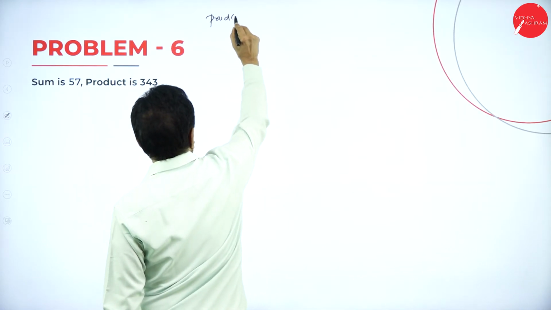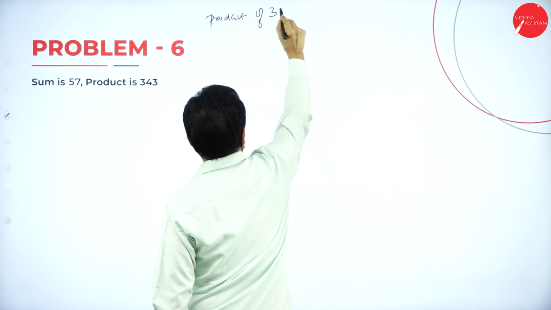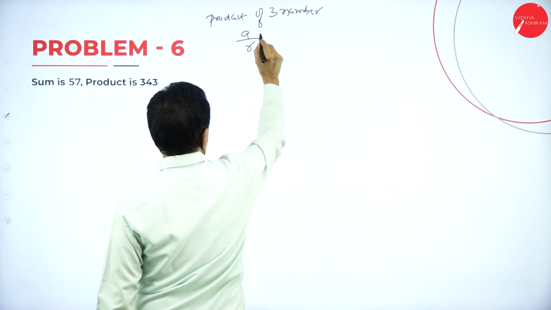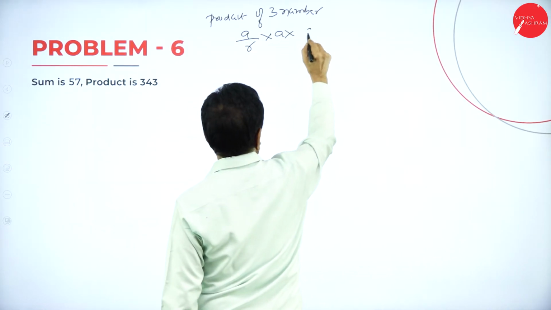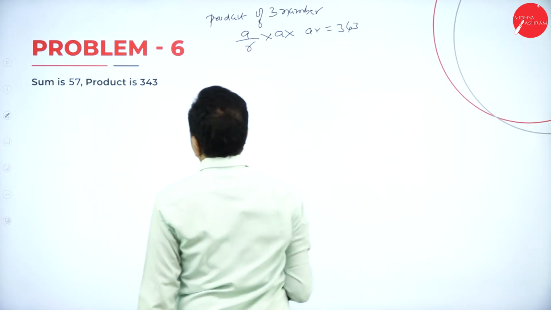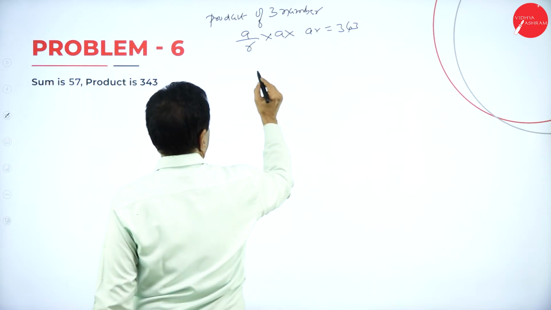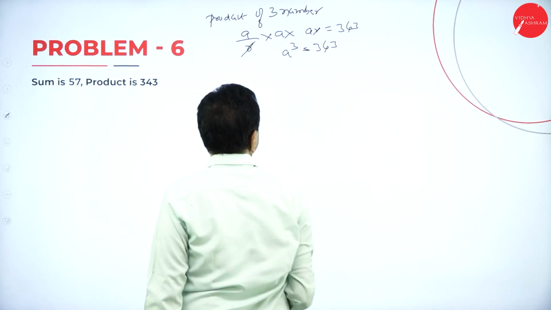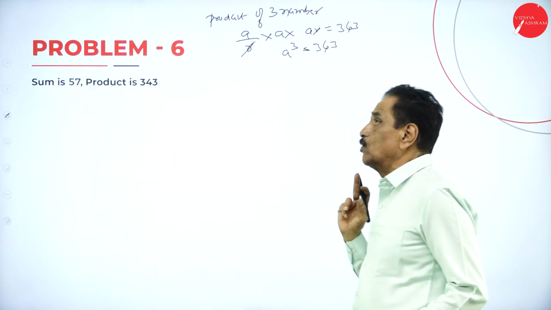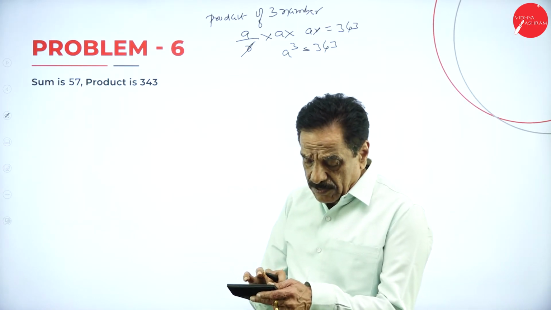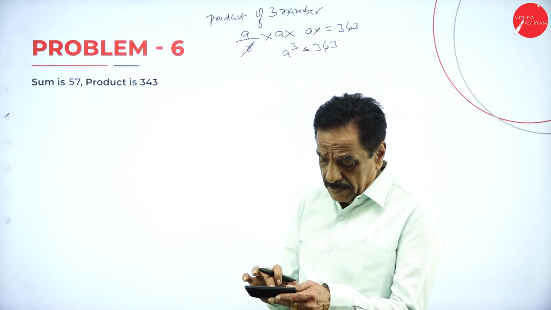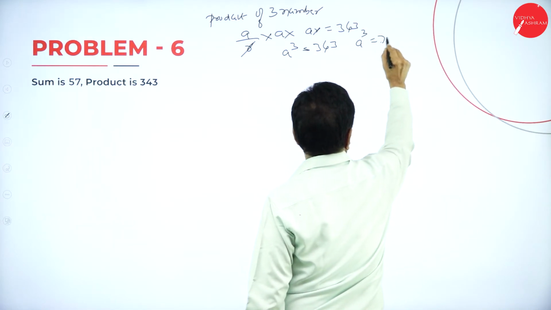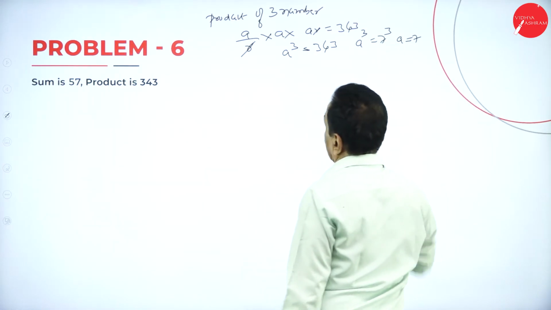Product of three numbers: A by R into A into AR is 343. R and R cancel out. A cube is 343. Can you try with 7? 7 into 7 into 7. Yes, 7 cube. A cube is equal to 7 cube, so A is equal to 7.